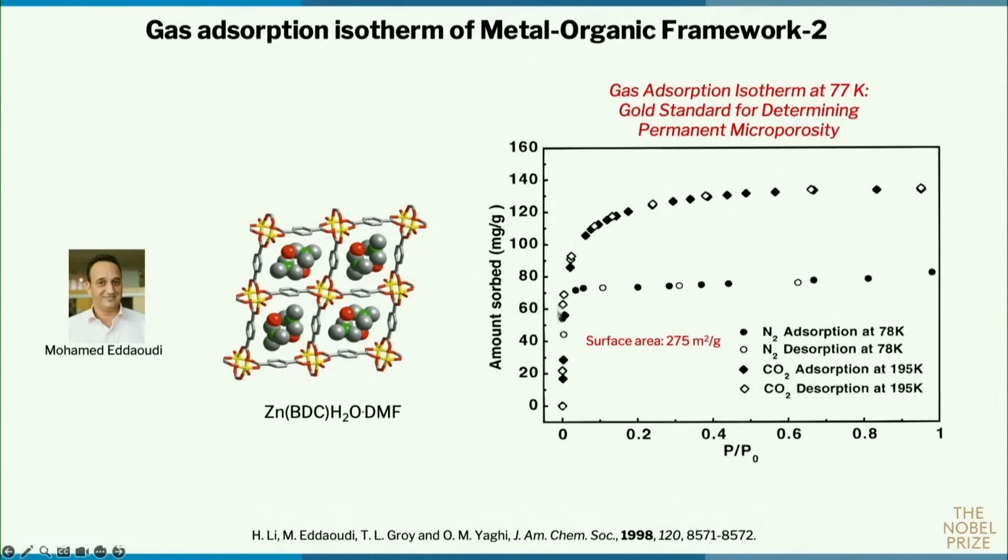First of all, the shape is a knee shape. That's a type 1 isotherm, and the theory of sorption tells you this material is permanently open. And you can get information such as the surface area from this data, and the surface area was 275 meters squared per gram, disappointingly low. But this experiment showed beyond doubt that you have permanent porosity.